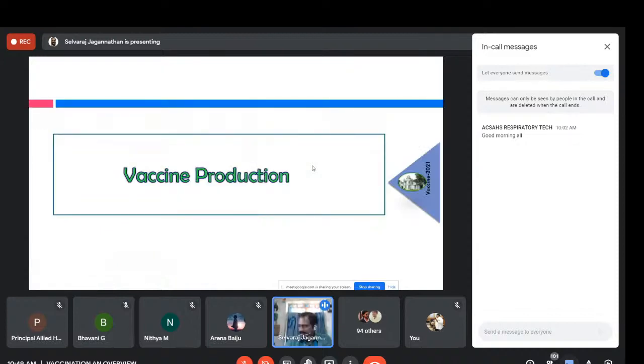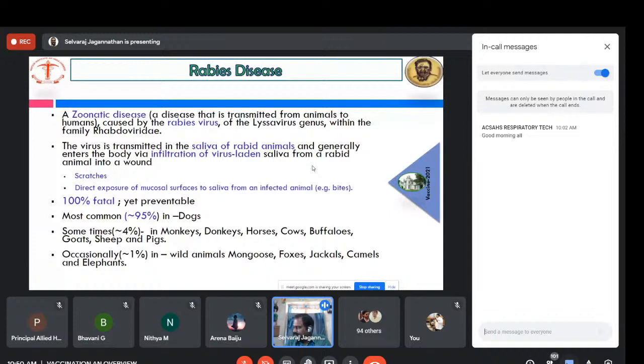Now we are moving to the production aspects. The production aspect means, rabies. I have told you what a vaccine is, what vaccination is, what the types of vaccine are, how it goes through development, and why we need a vaccine.